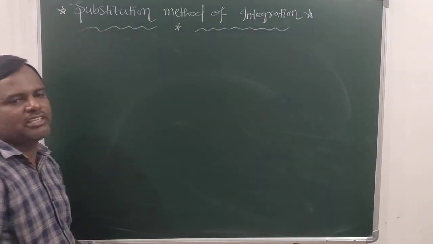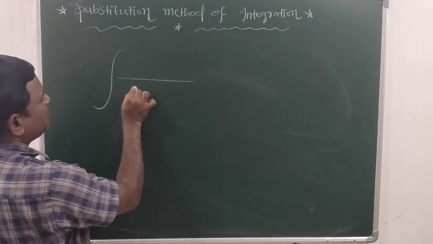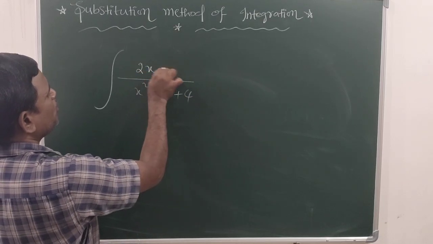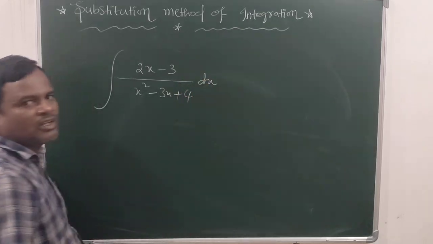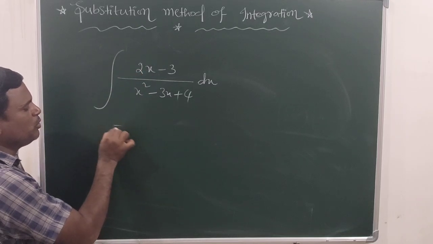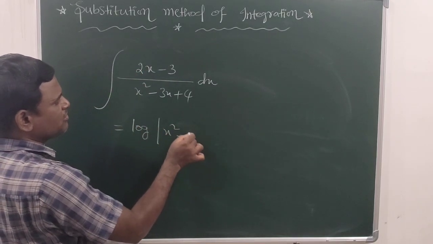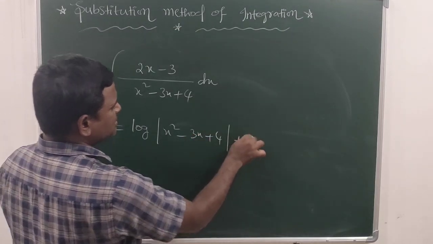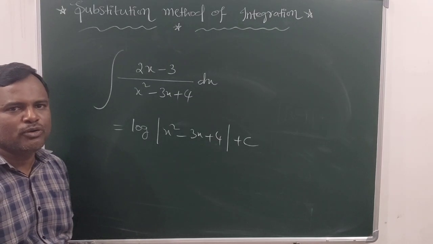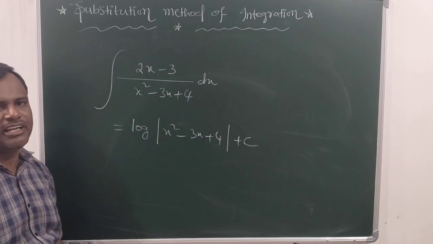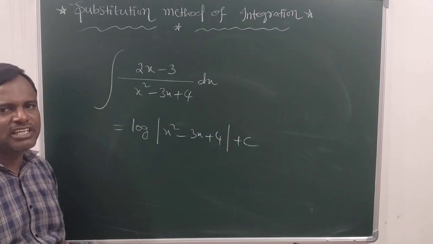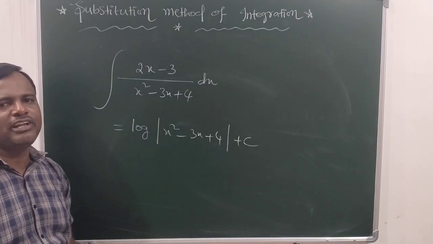Now see, let us see one more example. Integral of x square minus 3x plus 4 in the denominator, 2x minus 3 in the numerator, dx is given. Observe, in the denominator a quadratic expression is given, in the numerator its derivative is given. Its integral will be log mod x square minus 3x plus 4 plus c. So like that, that formula helps you to evaluate this kind of function integral. Whenever the derivative of the denominator is given in the numerator, in such case the integral will be log mod denominator.